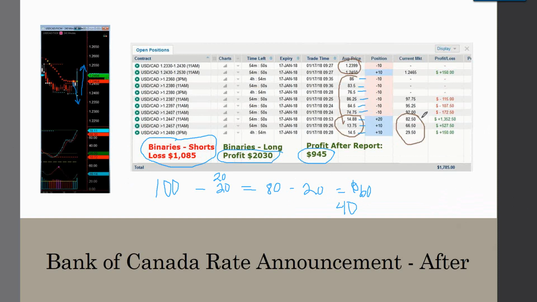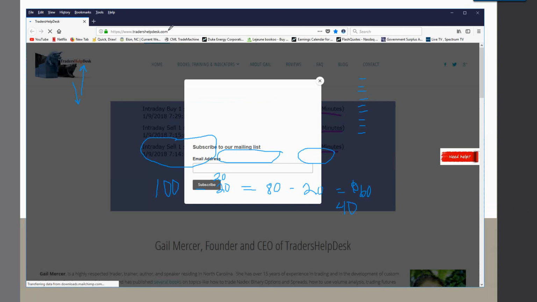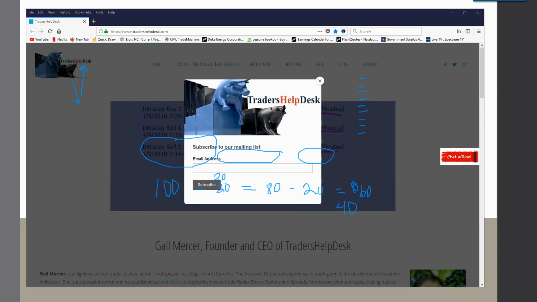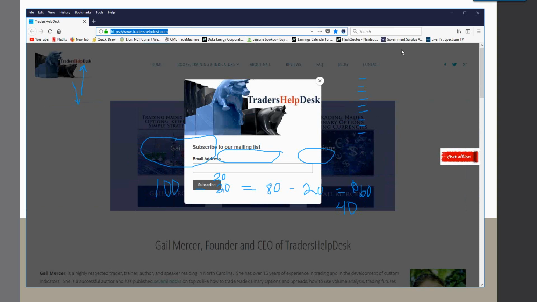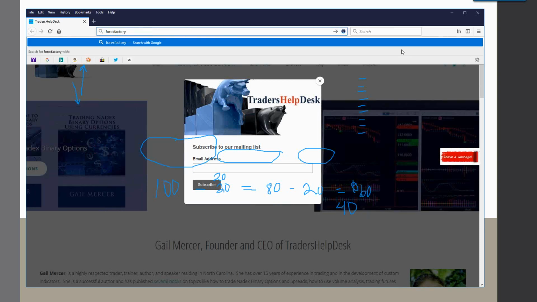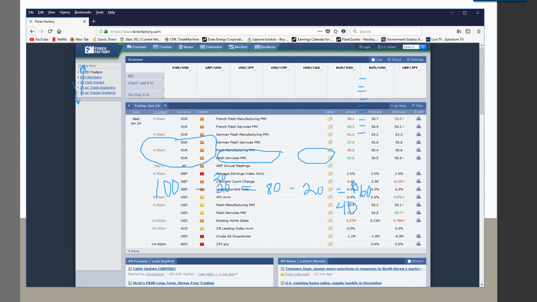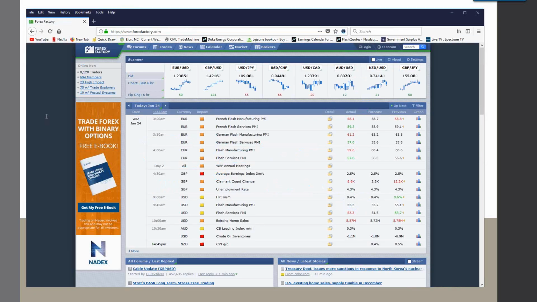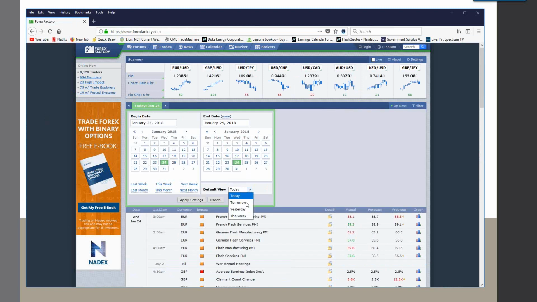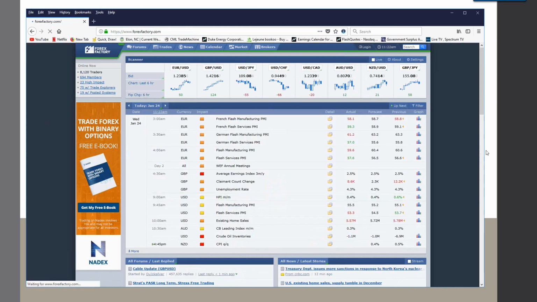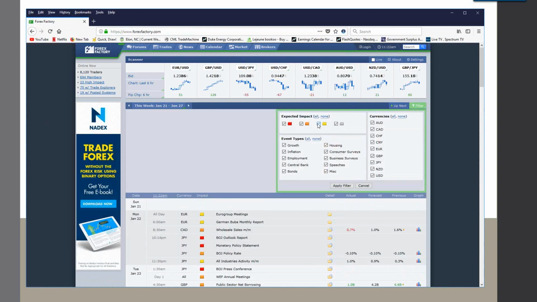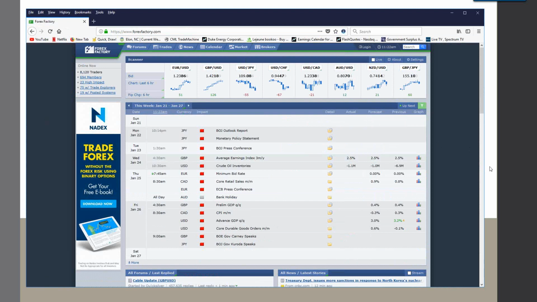Is there a place to find the dates and times for any upcoming announcement? I actually use Forex Factory. Hold on and let me get my mouse back. So if you go to Forex Factory, I actually plan my schedule around these market reports. So what I generally do, I'll put it on a weekly view. And then I come up here and I just filter everything but the holidays. Take off the ones that I don't care about and I apply the filter.